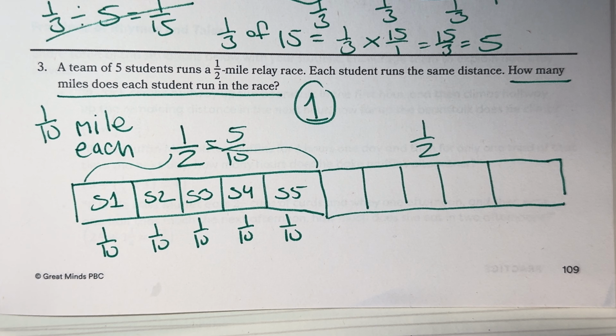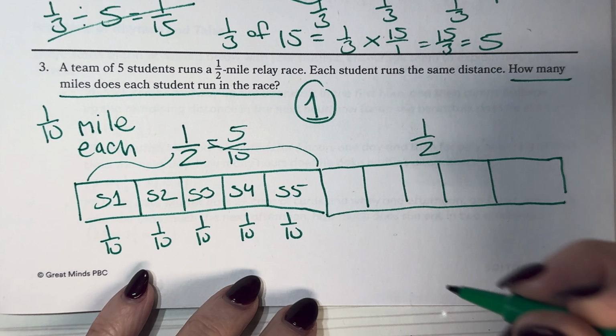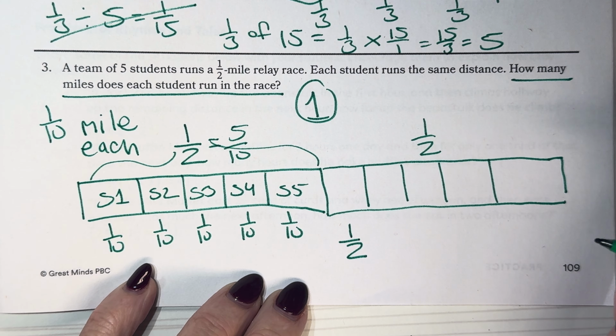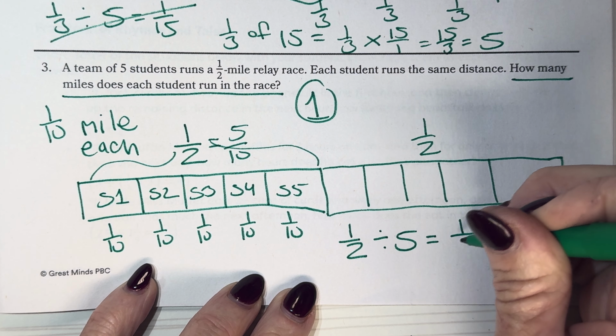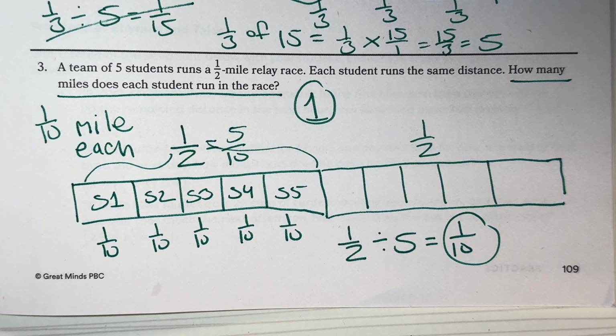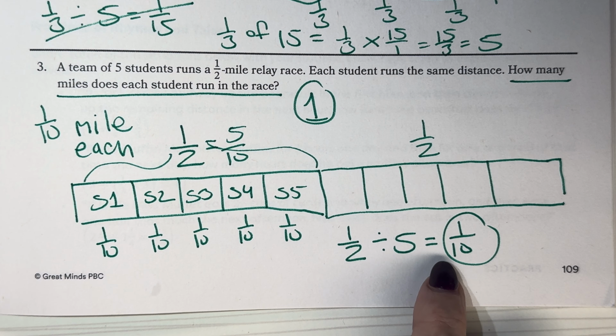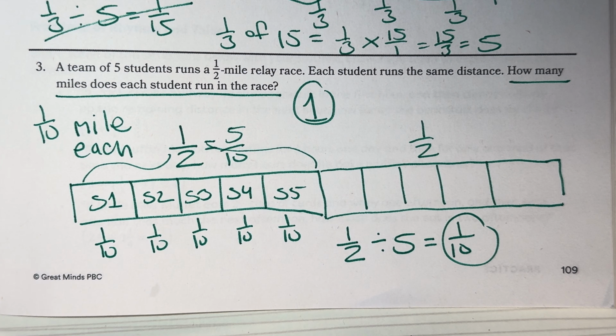So what mathematic would that have been? Well, it would have been they had the half mile and they divided it between 5 students, which would be 1/10. But again, if the math doesn't make sense to you right away, draw a picture to help you. And then go back to the math and see which math made sense.